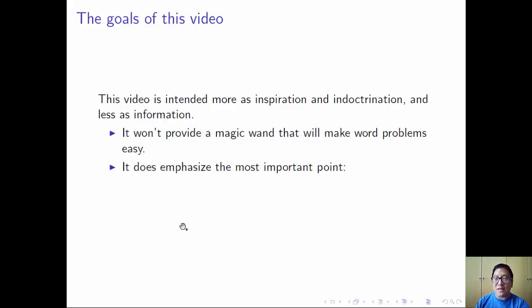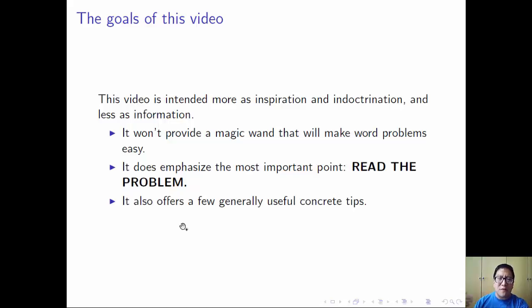It will emphasize the most important point, which I already spoiled, but read the problem. I may say that one or two more times in this video. And it does offer a few generally useful concrete tips, but again, there aren't really any tips that will solve everything all the time. But there will be some information here.